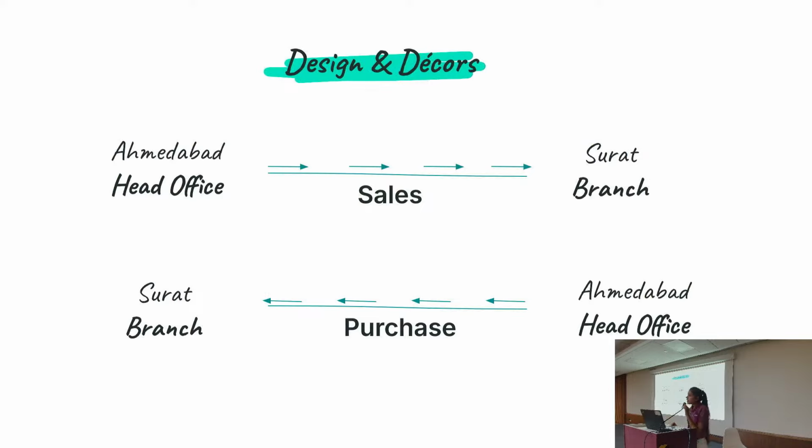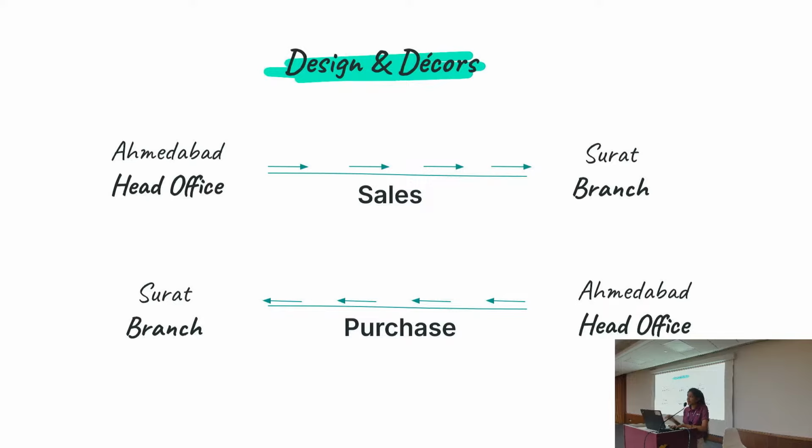There is my company, Design and Decor, which has a head office in Ahmedabad and a branch in Surat. Now, this head office is making sales to my Surat branch, and the Surat branch was purchasing from this Ahmedabad head office. Design and Decor was worried that this transaction remained unrecorded at one of these locations, that means not synchronized, and ultimately that creates a need for complex reconciliations.